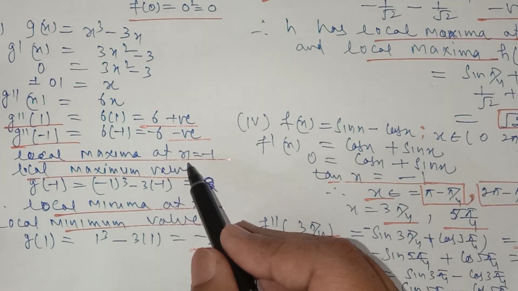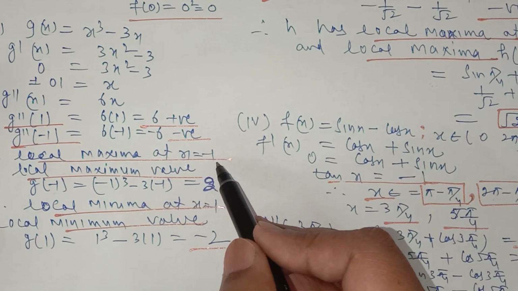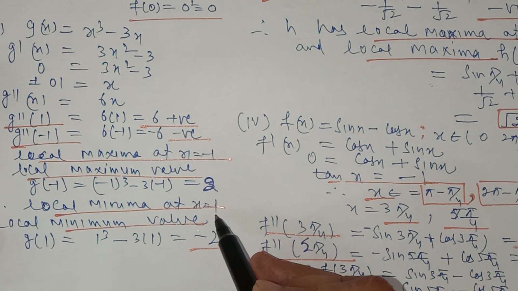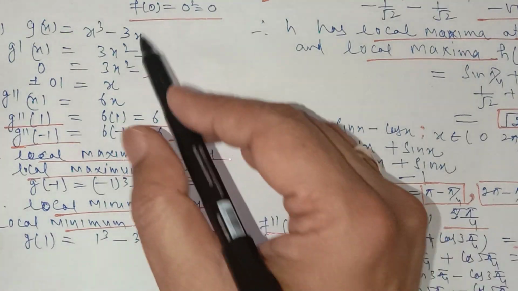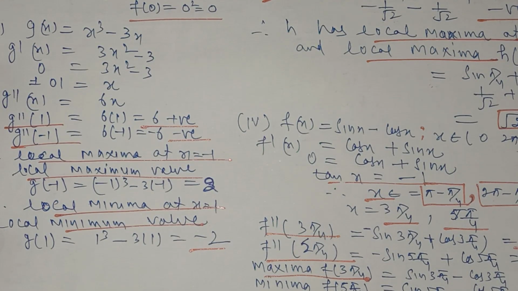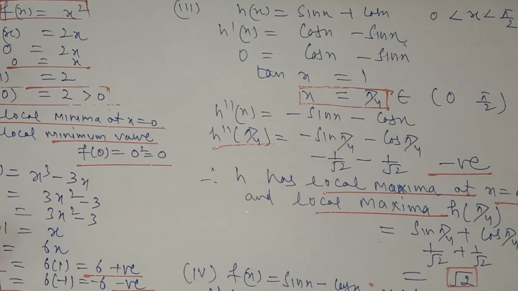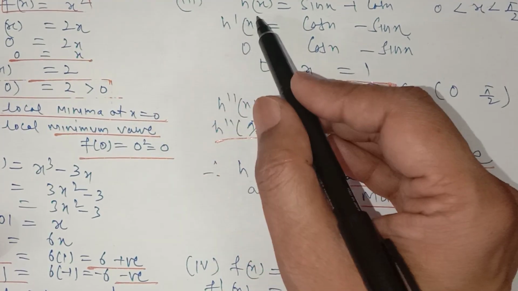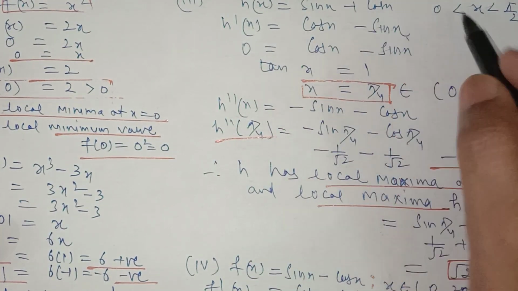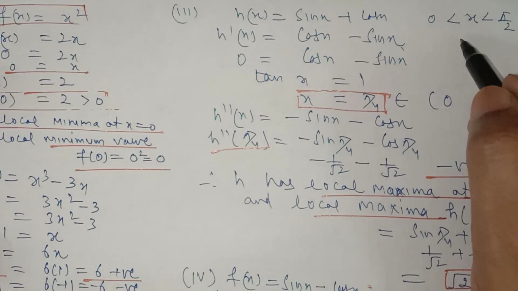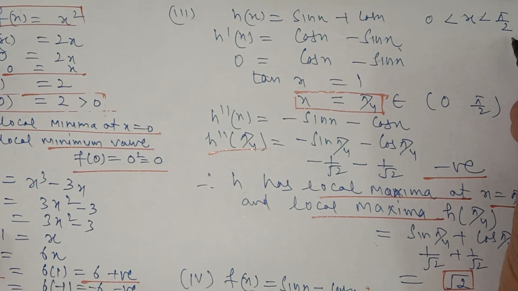So we have local maxima at x equal to minus 1 and local minima at x equal to plus 1. Replace these values in the original function to get the local maximum value and the local minimum value. So this is the easy method. Now in the third part, we have h(x) is equal to sin x plus cos x, and the value of x is given as greater than 0 and less than 90.